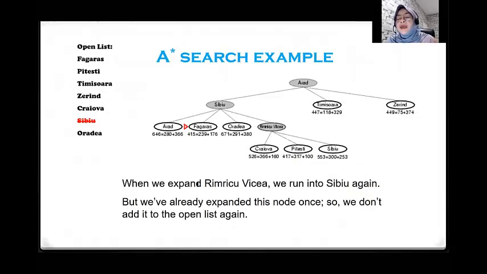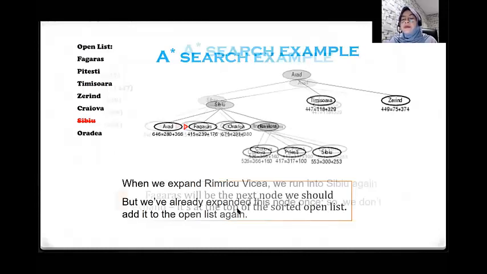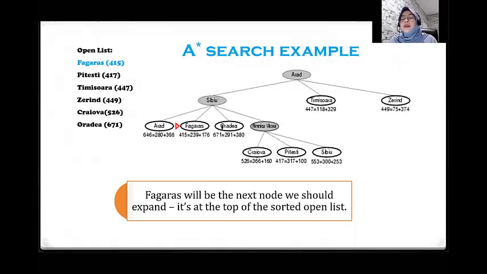Okay. When we expand Rimnicu Vilcea, we run into Sibiu again because Rimnicu Vilcea is connected to Sibiu. Since we already visited Sibiu, we remove Sibiu from the open list. So now let's have a look. We have three cities connected to Rimnicu, that is Craiova, Pitesti and Sibiu. Since Sibiu is already visited, we remove it from the list.